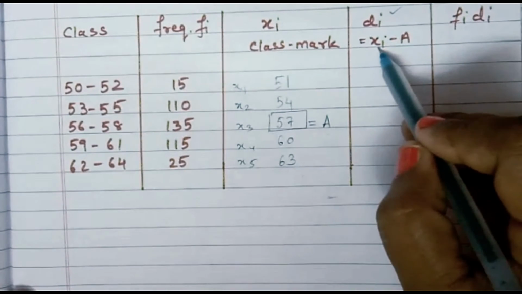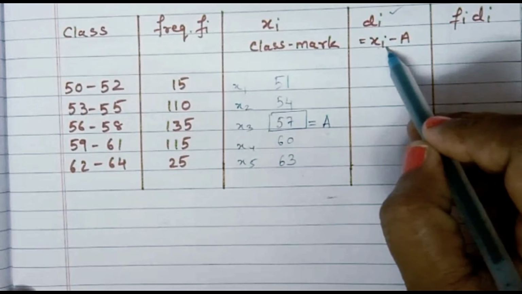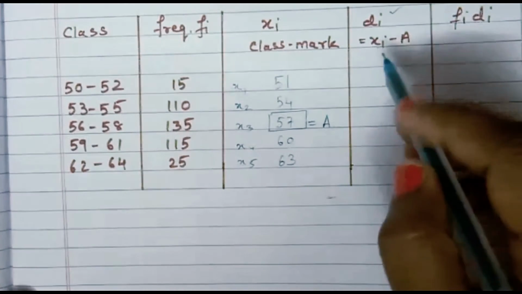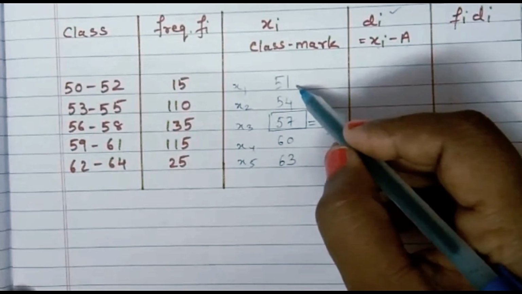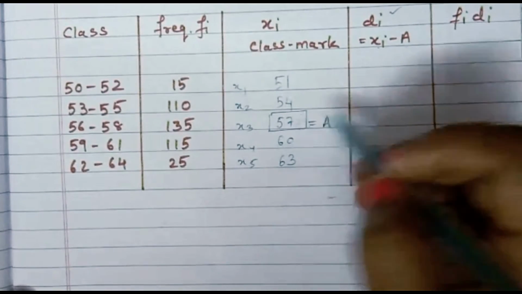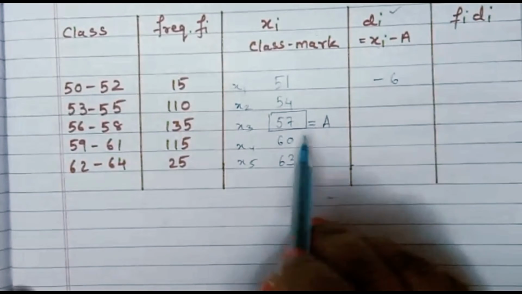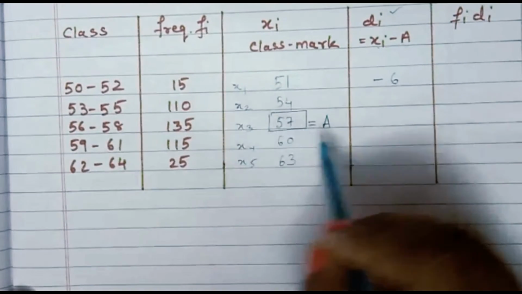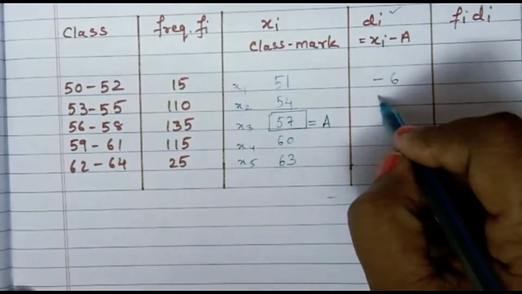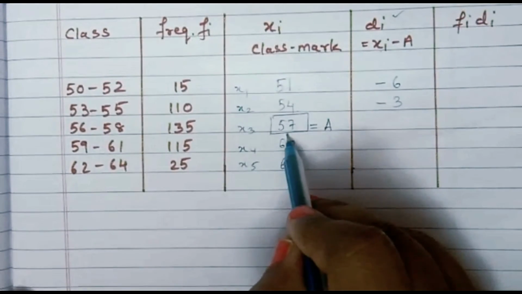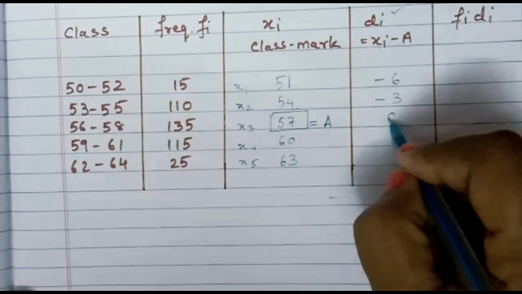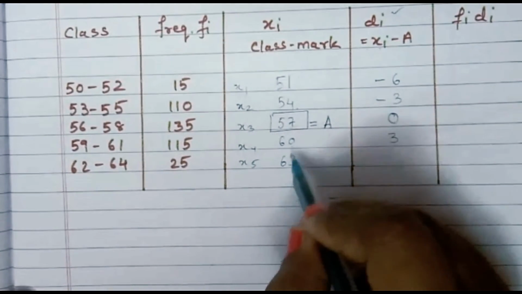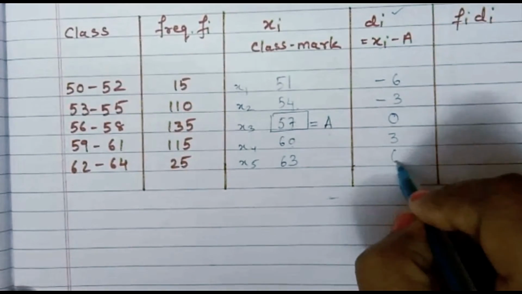So we are going to subtract a from each value of xi. That means 51 minus 57, which will be minus 6, means we are subtracting the value of a from the first observation x1. Same way 54 minus 57 will become minus 3, 57 minus 57 will become 0, 60 minus 57 will become again 3, and 63 minus 57 will become 6.